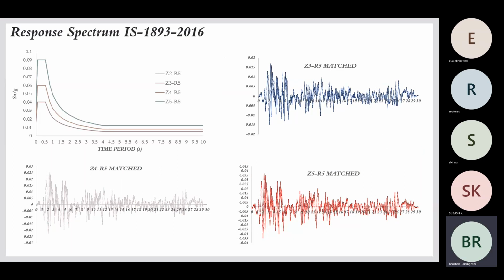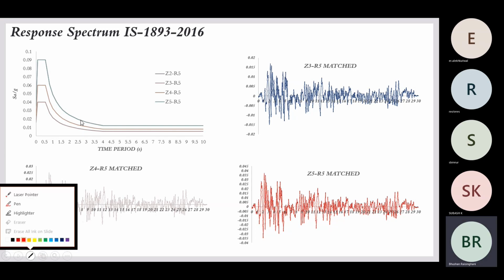So here you can say that this I have shown you in ETABS, that is a match response spectrum. So this I have drawn for zone 3, right, and zone 4 and zone 5. So we can create a time history from the response spectrum. So we'll define the response spectrum function in ETABS in the define section. Okay, so it will give the topmost figure.